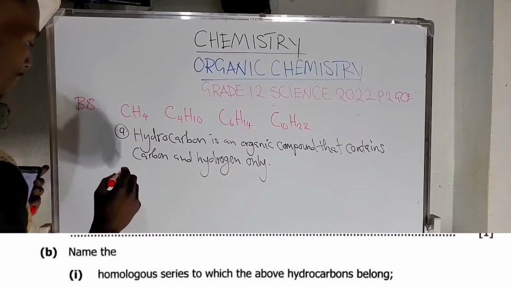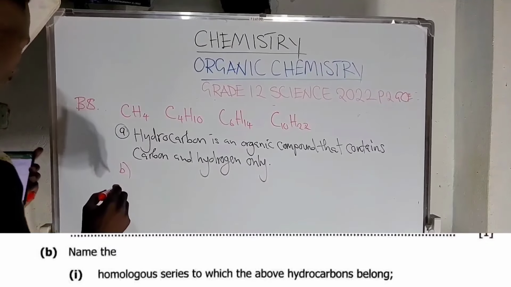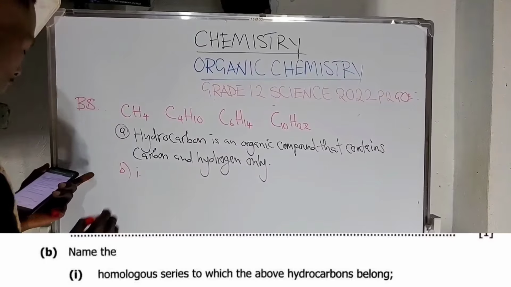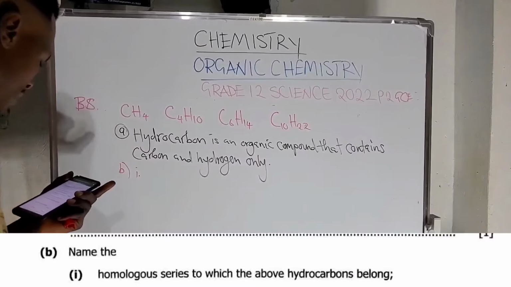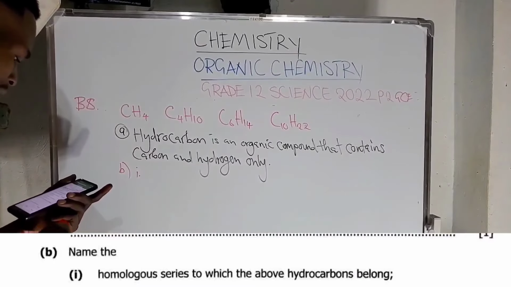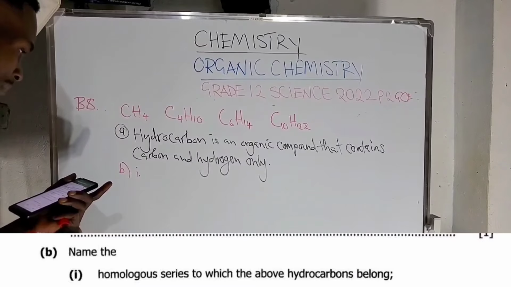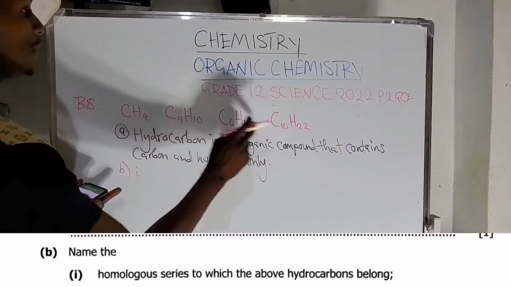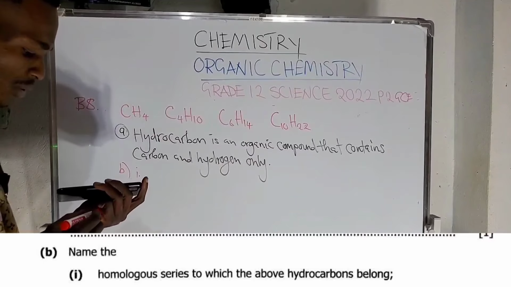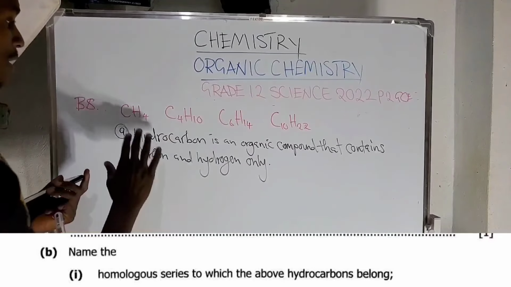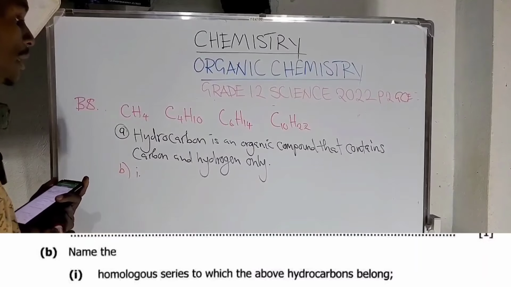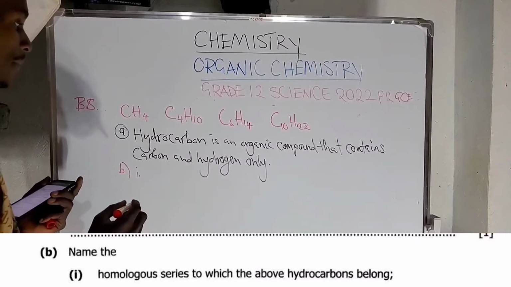Question B, there are 2 questions under question B. So question B1 is saying, name the homologous series to which the above hydrocarbons belong. Name the family to which these belong. How do we know the family to which these belong?